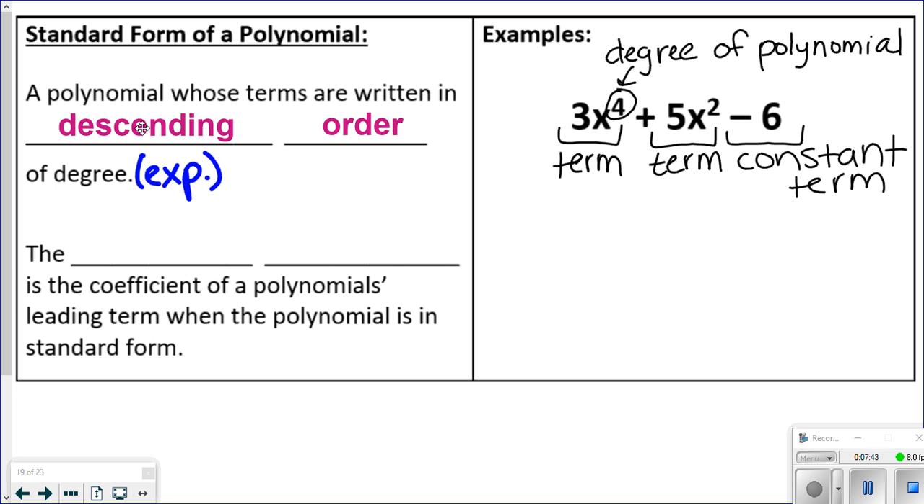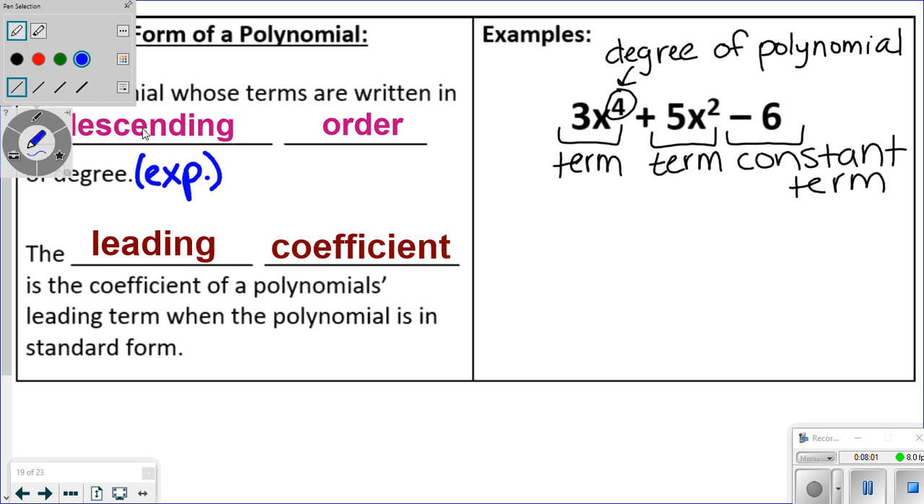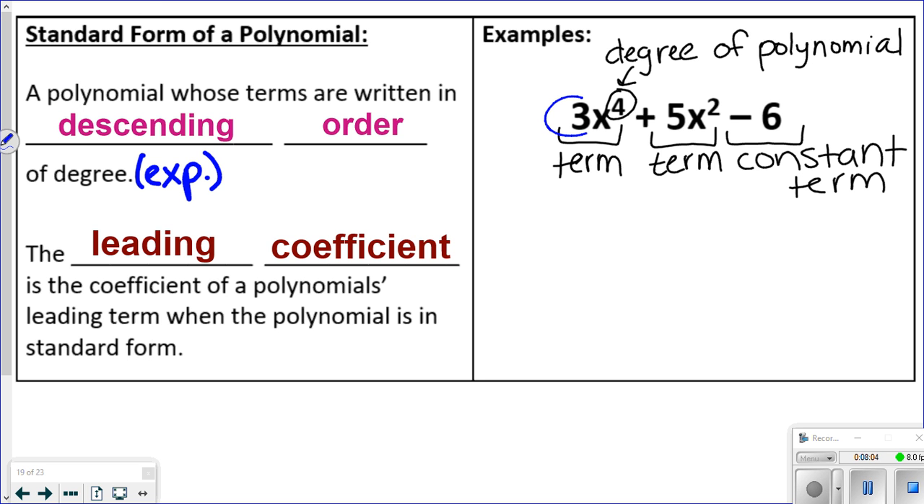The book also talked about the leading coefficient. So the leading coefficient is the coefficient of a polynomial's leading term when it's in standard form. So if I look at the example, my leading coefficient, the one out in front, is 3 because this is in standard form and it's at the beginning and it's with the term with the highest exponent or the largest degree.